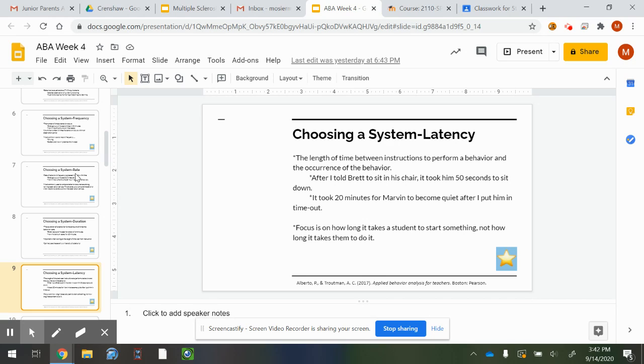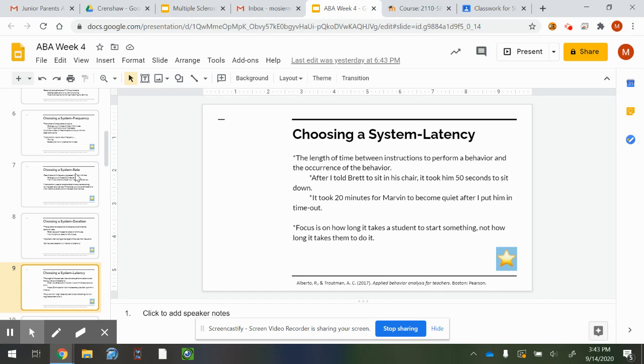The next one is latency. I can honestly say that I don't use this one a ton. I tend to use this, in my experience, more with my kiddos who have executive functioning or adaptive behavior goals. But what latency does, it records the length of time between instructions to perform a behavior and the occurrence of the behavior. So the examples: after I told Brett to sit in his chair, it took him 50 seconds to sit down.